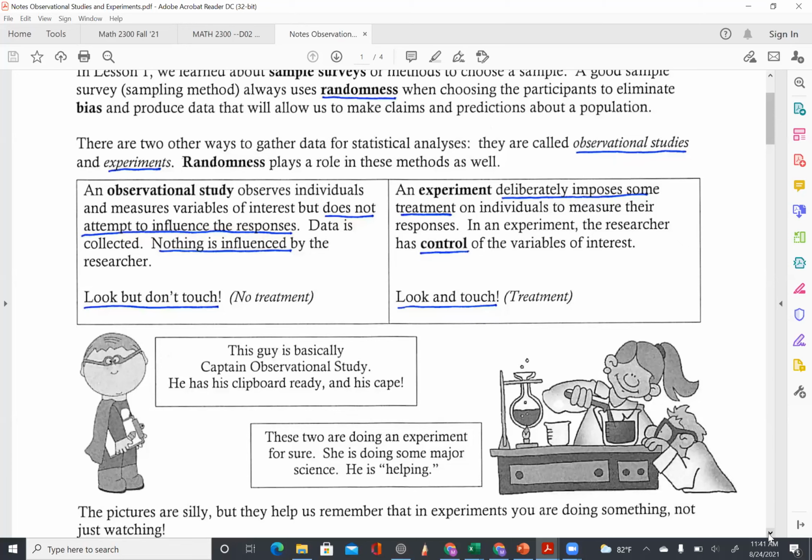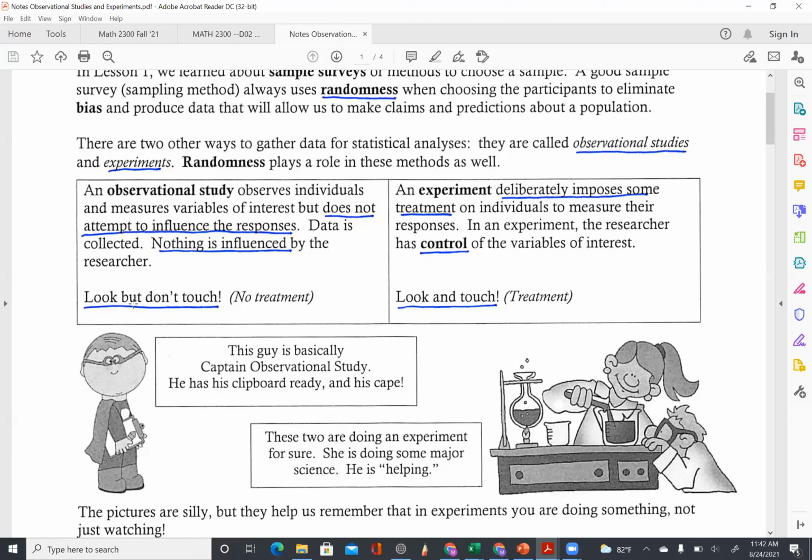Okay, so an observational study observes individuals and measures variables of interest, but doesn't attempt to influence the responses. They just observe the individuals and collect the data. Nothing is influenced by the researchers. So the researcher actually doesn't influence the response. They just look, but they do not touch. That means they just observe. They do not do anything. They do not influence the response.